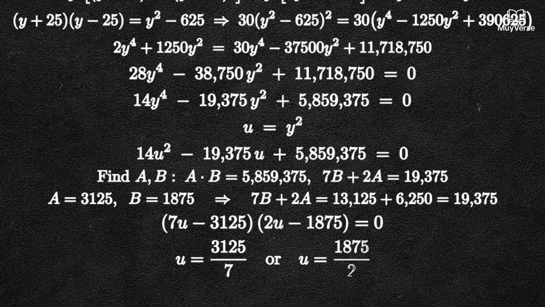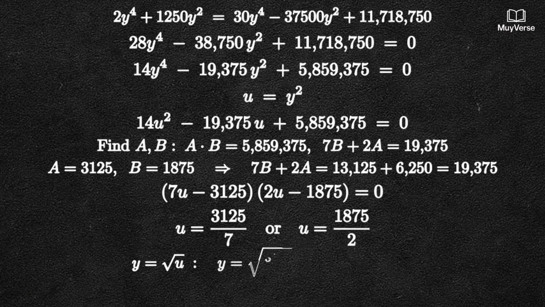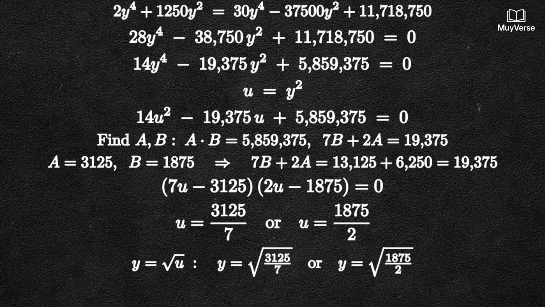7u minus 3,125 equals 0 gives u equals 3,125 over 7. 2u minus 1,875 equals 0 gives u equals 1,875 over 2. Recall u equals y squared. So y equals the positive square root of u, because y equals x squared is non-negative.